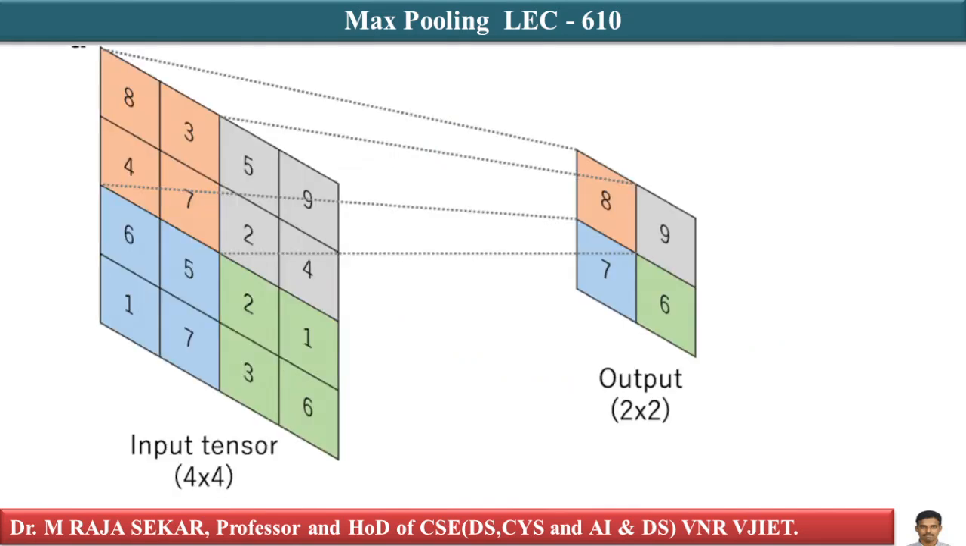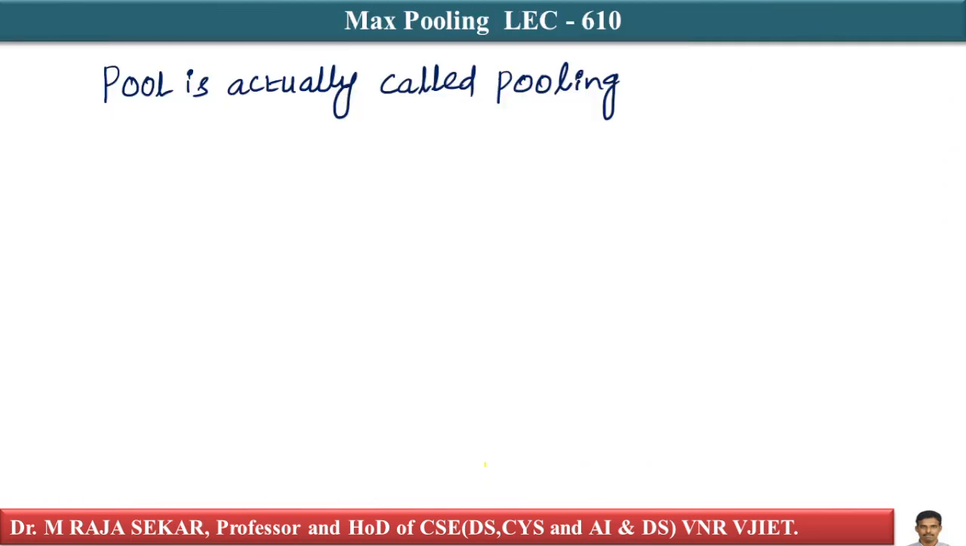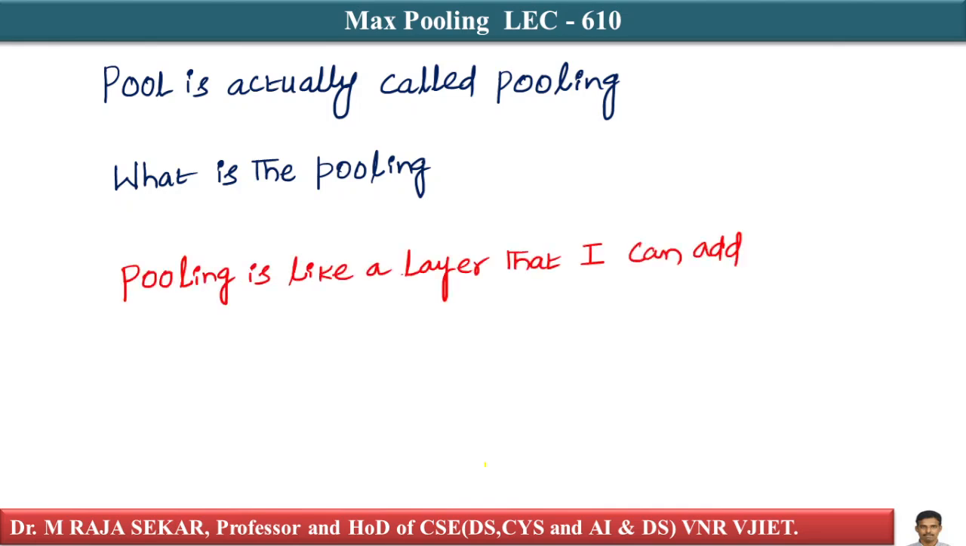In this lecture, we will try to understand max pooling. In lecture number 607, we discussed pool. Just try to recall. We saw something called a pooling layer. Let's understand what pool means. This pool is called pooling actually. Let me explain what pooling is. Pooling is a layer that we can add, isn't it?